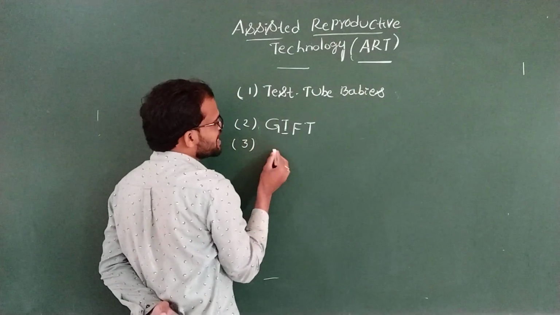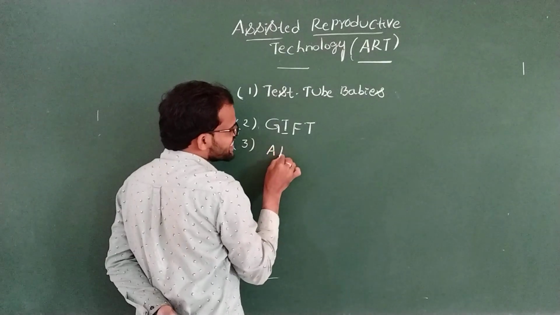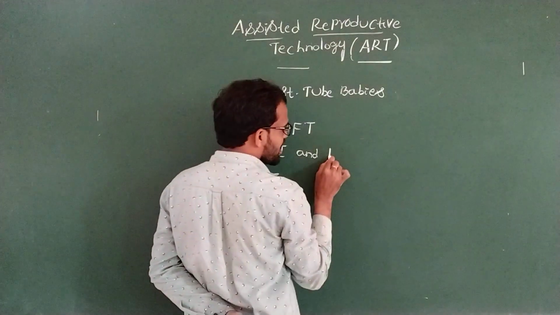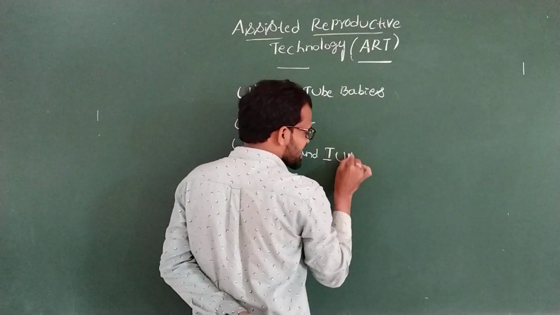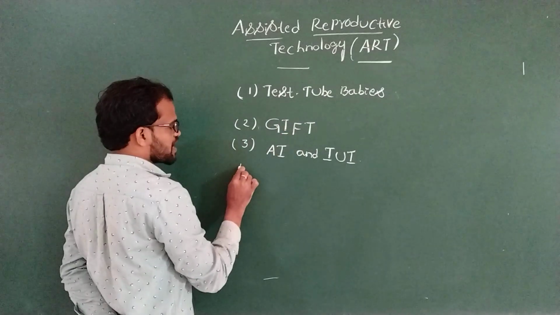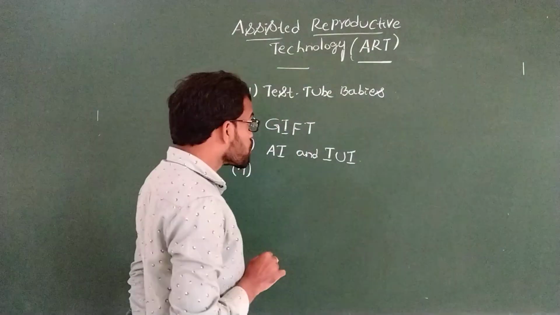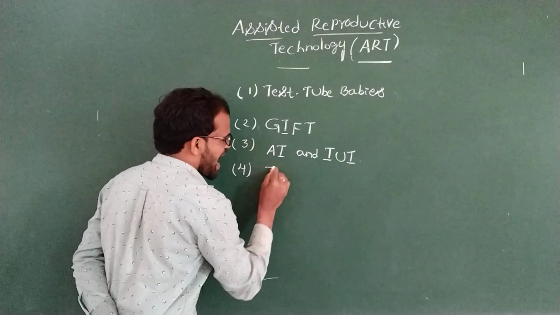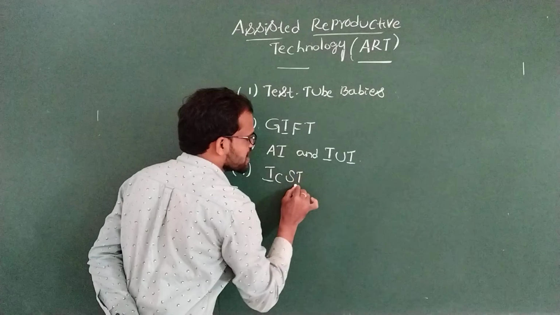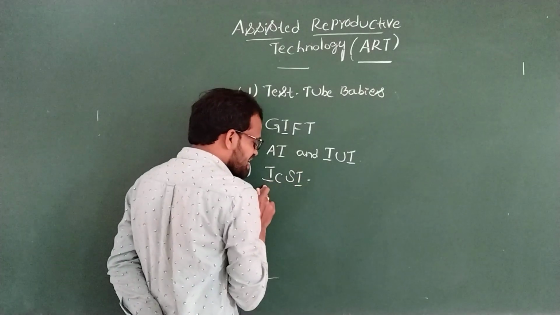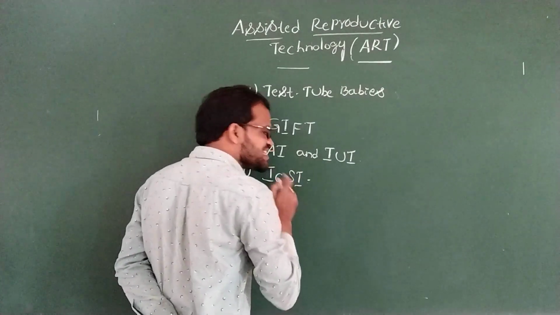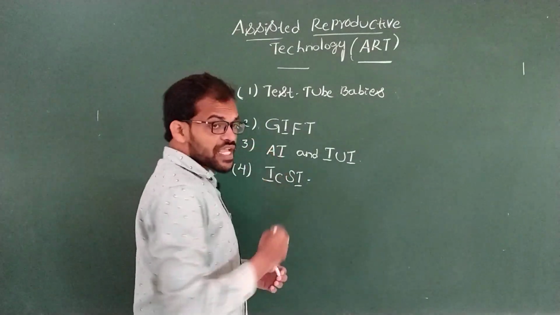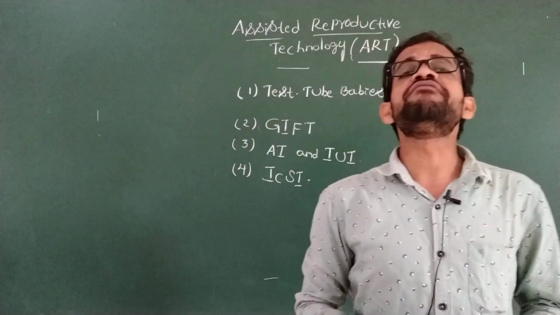The third technique is artificial insemination and intrauterine insemination. The next technique, which you should follow to solve the infertility problems of both males and females, is known as ICSI. ICSI means intracytoplasmic sperm injection.